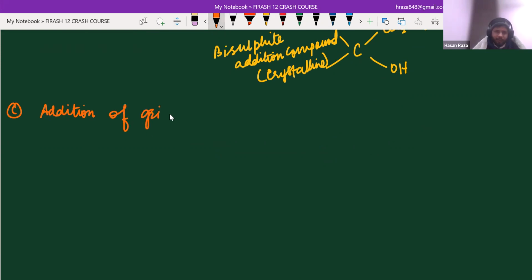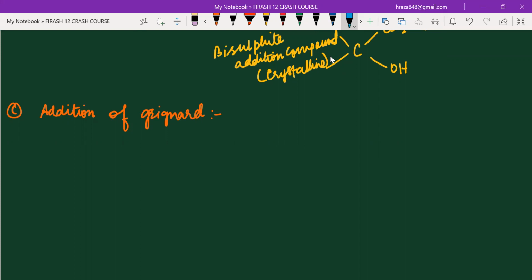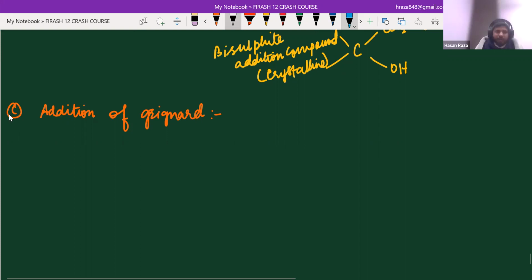If you remember, when you react a Grignard reagent with methanal, then you will get a primary alcohol. Other than methanal, you will get a secondary alcohol. But if you react Grignard followed by hydrolysis in both cases with a ketone, then you will get a tertiary alcohol. Do you remember? So this is the same part. That's why I'm skipping it.